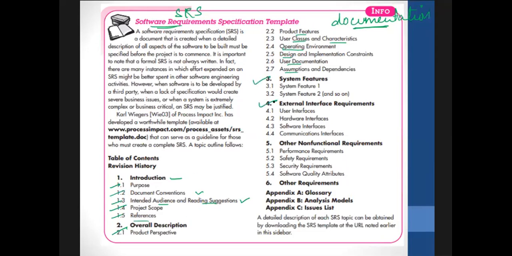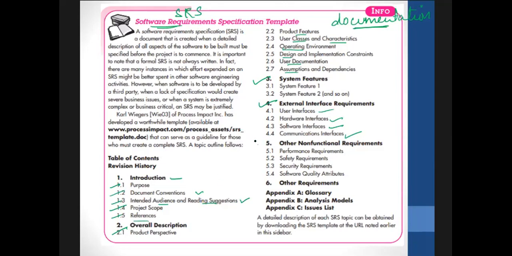Then external interface. What are the external interfaces? Hardware interfaces, software interfaces, communication interface, user interface. These all are going to be added. It is like a detail of the different task activities that you have done within the software, and the different models that you have used. Everything you need to document within an SRS.